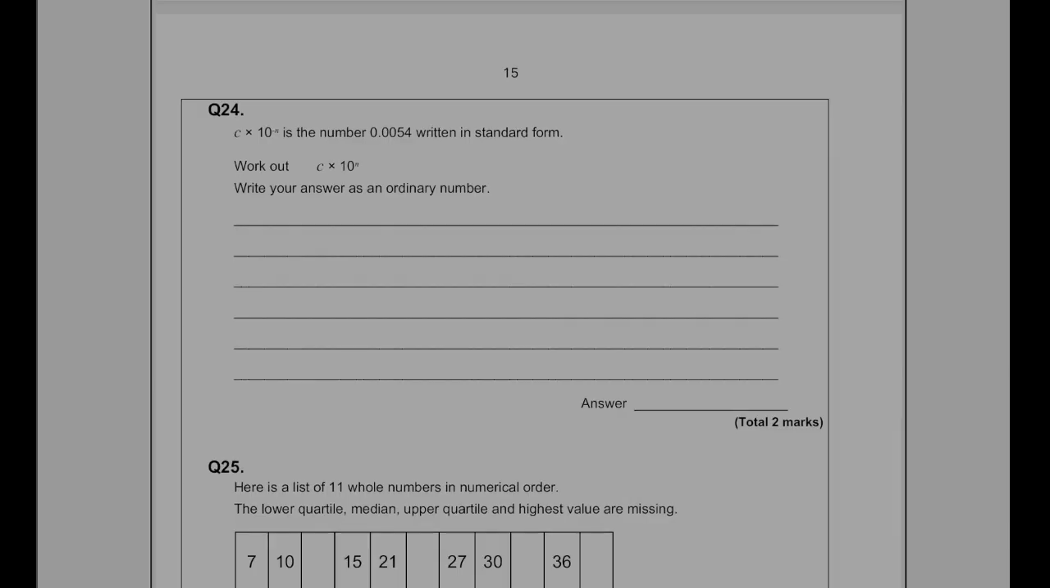Question 24. C times 10 to the minus n is the number 0.0054 written in standard form. Work out C times 10 to the n. Write your answer as an ordinary number. Okay, so if I start by converting this into standard form, it is going to be equal to 5.4 times 10 to the minus 3. So we want the value of 5.4 times 10 to the 3, which would give us 5,400.